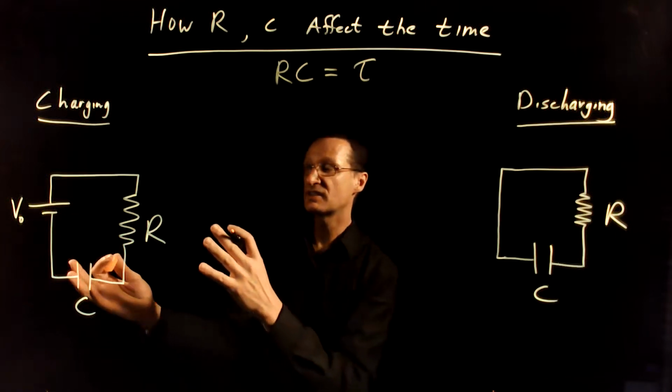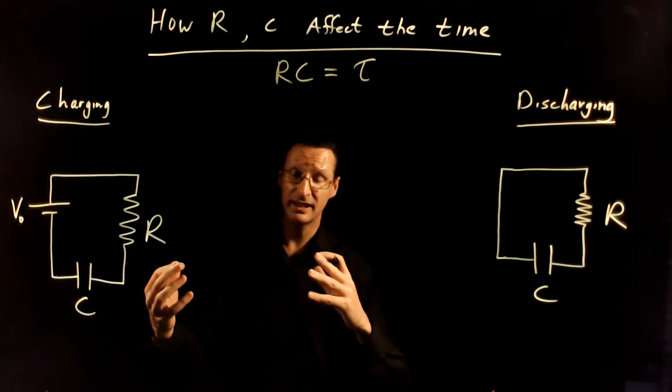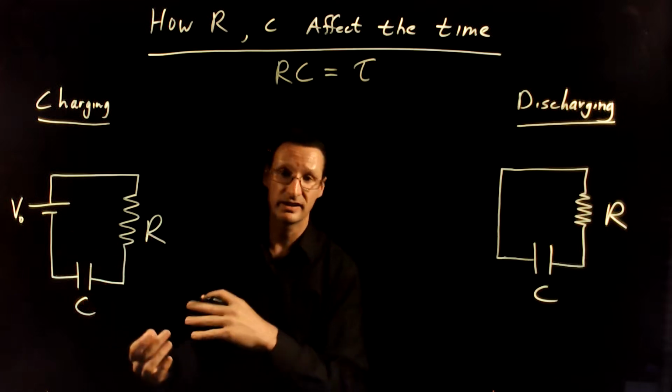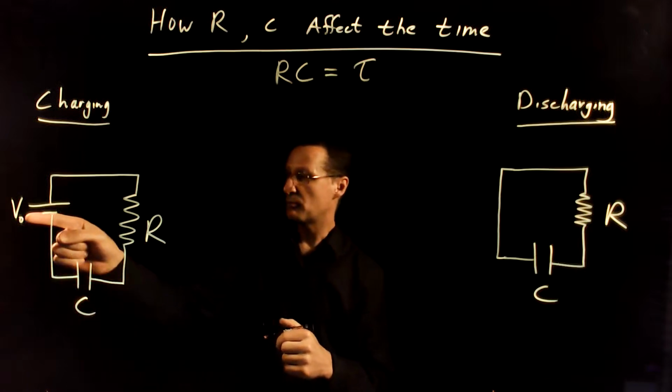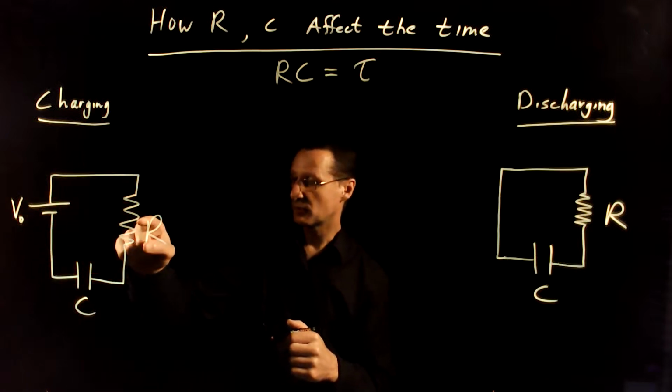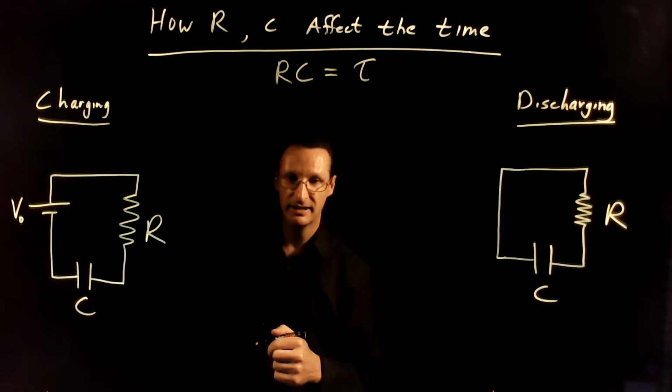Now I want to just focus on the charging circuit because what I'm going to say here applies to both, but let's just concentrate on one because it's going to apply over there just as well. So let's look at this. We have a battery with voltage V0 and we're using it with a resistor R and a capacitance C. Let's think about what happens if I change the capacitance here.